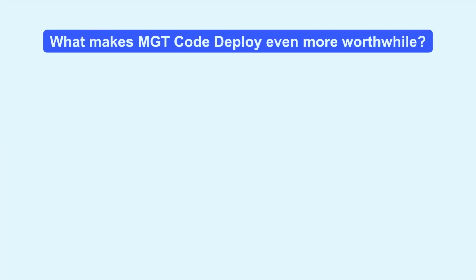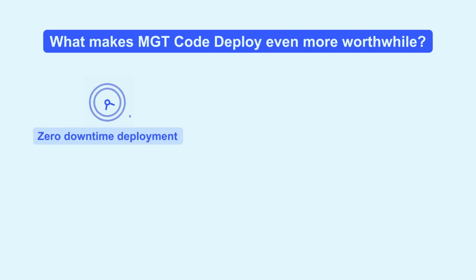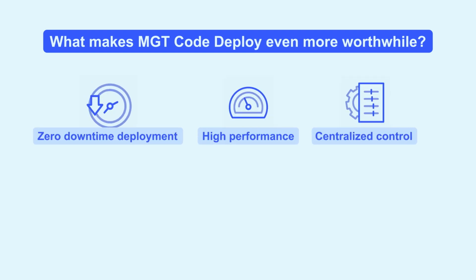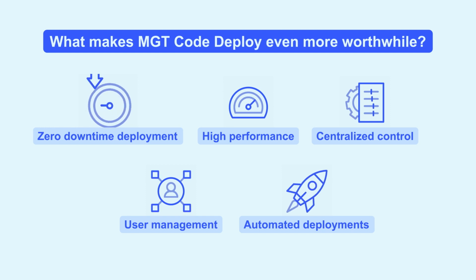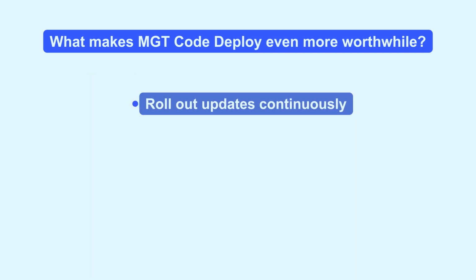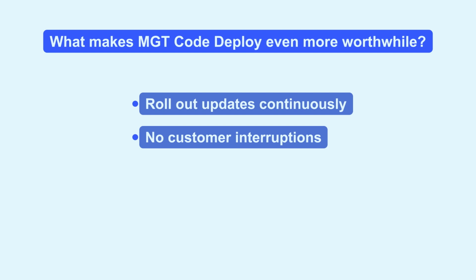What makes MGT Code Deploy even more worthwhile? It provides zero downtime deployment, high performance, centralized control, user management, and automated deployments. In conclusion, zero downtime deployment helps your website to roll out updates continuously. It means no customer interruptions and smooth sailing for your online store.